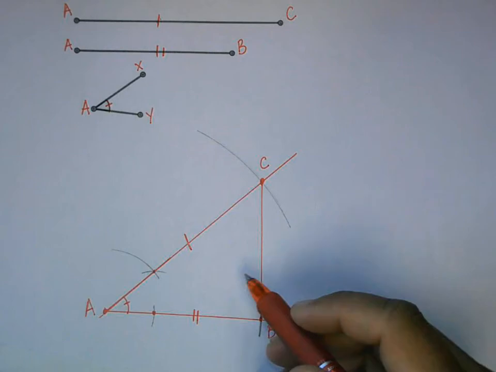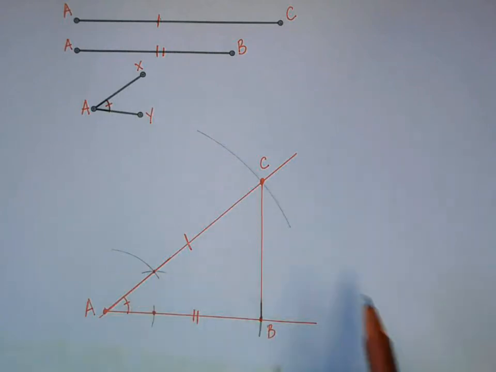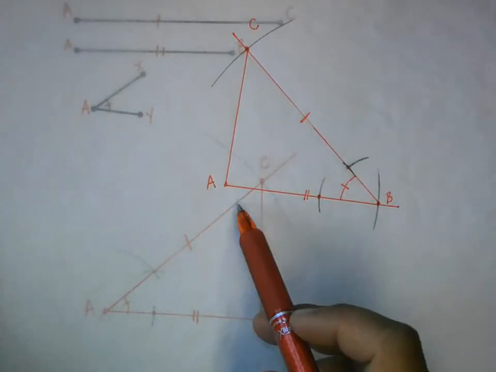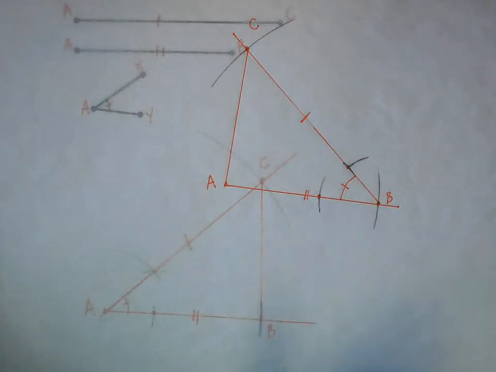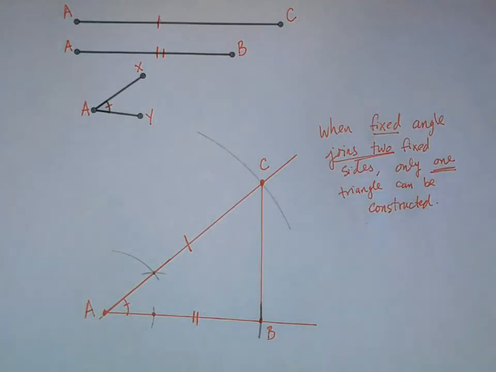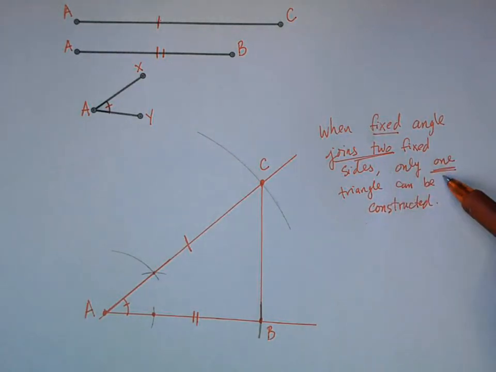at least not this way. So if you notice in the first example, the angle joins the two sides. In this example, the angle also joins the two sides. So when you have that case, there is no possible way for you to make a second non-congruent triangle. So this is worth noting. When a fixed angle joins two fixed sides, only one triangle can be constructed. And by fixed here, I mean unchanging. We're not changing the size of it.